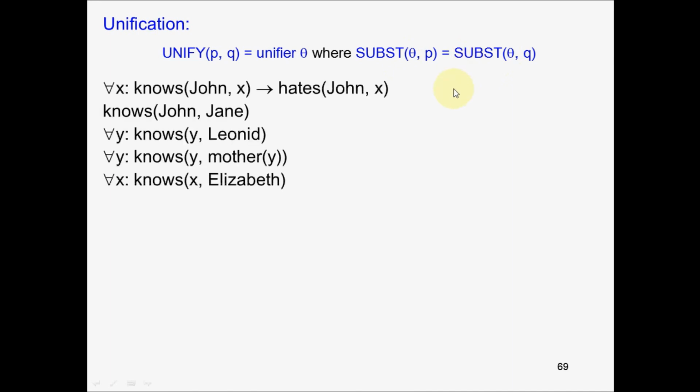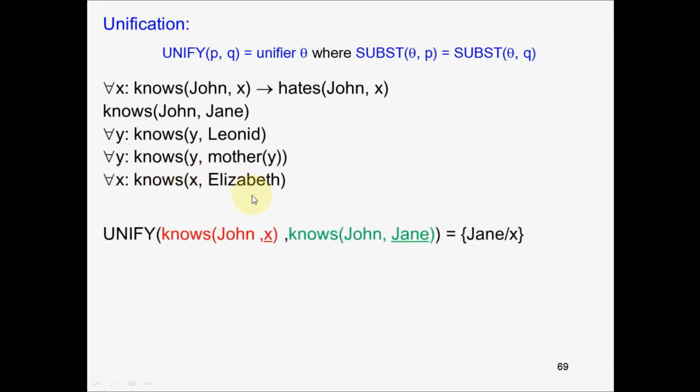Suppose these are the set of predicates which are given to us. For all x, John knows x implies John hates x. Then next, John knows Jane. Third, for all y, y knows Leonid. Fourth, for all y, y knows mother of y. And last, for all x, x knows Elizabeth. Now, let's try this unification algorithm.